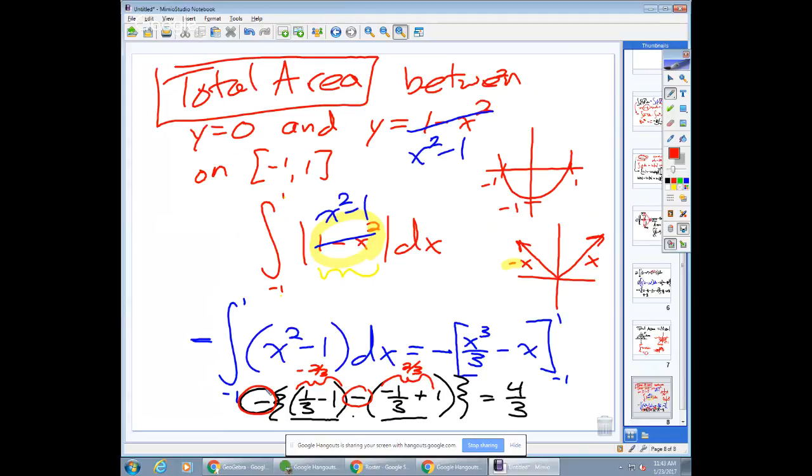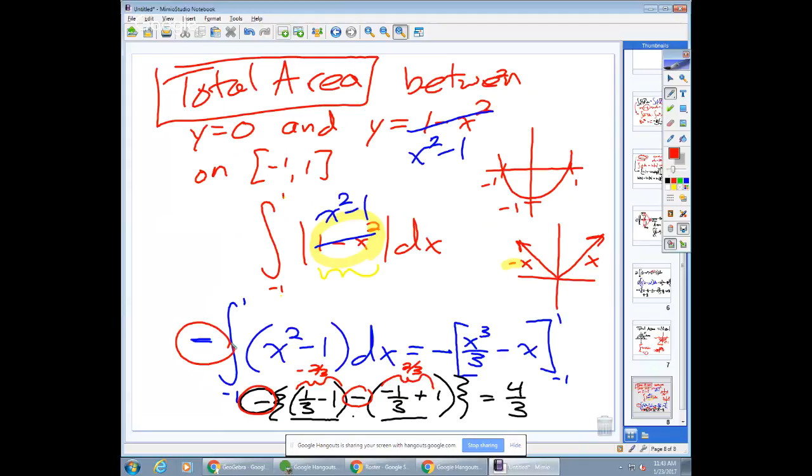What did we get for our football-shaped area? Anybody remember? I believe it was 8/3. This is the bottom half of that 8/3, so 4/3 makes sense. Yeah, that's the area in the bottom half. And we got a positive answer because we knew how to adjust it. Okay, total area means beware of the sign of the function.